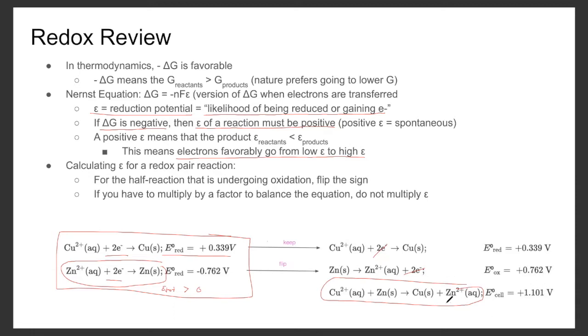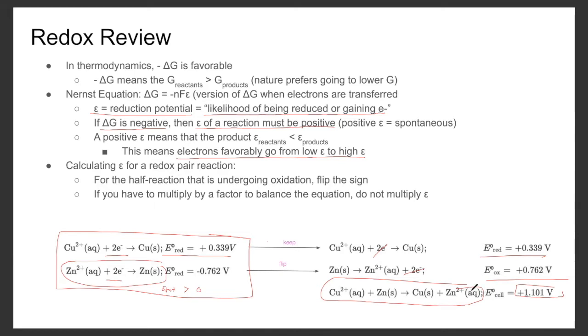And in order to figure out the net epsilon of the reaction, we just add the two values. And note that because we kept the first one, we just copy and paste the electron reduction potential. But because we flipped the bottom equation, we had to flip that value to positive this time. And so then we add these two together to form plus 0.1101 volts. And one thing you should note is that this is positive, and so this is a spontaneous reaction.